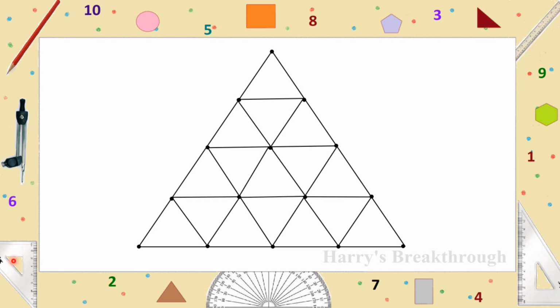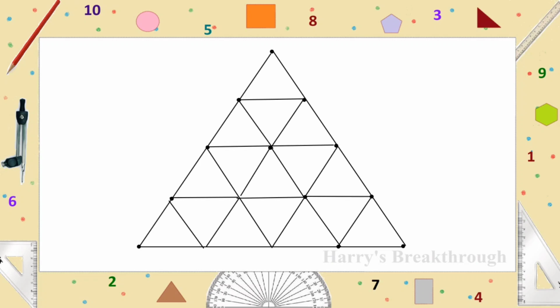We have divided these 4 triangles again into 4 triangles each. That means one triangle is divided into 4 small triangles. Like this, we have divided 4 triangles. So how many triangles did we get? We got 16 triangles, right? Okay.